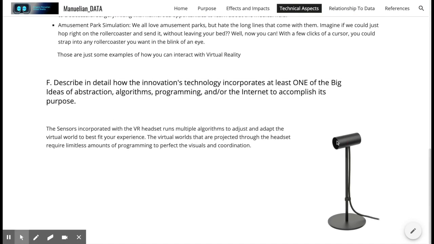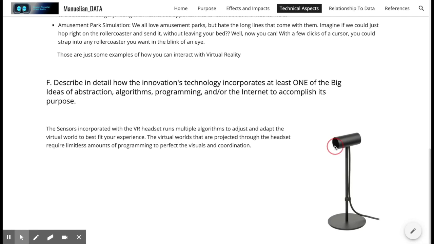And it does. When it comes to the sensors that come with the virtual reality headset, those things run multiple algorithms every second to fit the virtual reality world to best fit your experience, along with aligning the real world. What that basically means is these sensors are the thing that's preventing you from running right through a wall.